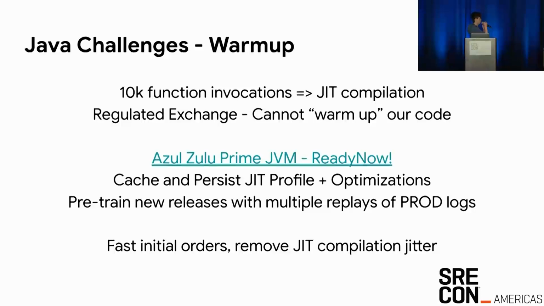We have a solution for this: Azul Zulu Prime. It's a proprietary JVM that offers a feature where you can run your code elsewhere, run it against some input, and it will generate a JIT profile for you, plus any optimizations such as branch predictions. When you deploy and load this profile onto prod, your first orders will be fast, and it will remove any jitter generated from JIT compilation.